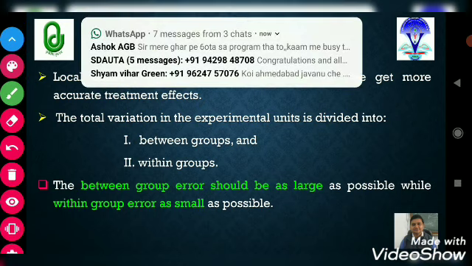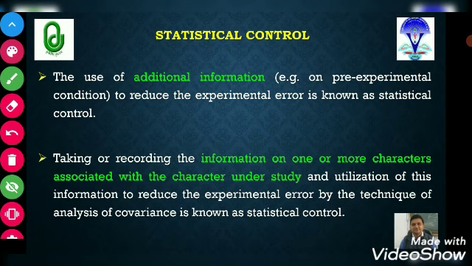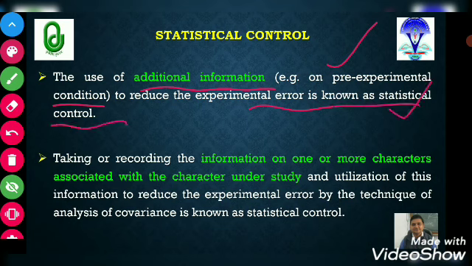Now another control is the statistical control. This does not come under the basic principles of design of experiment, but it is additional information I have included here. It is the use of additional information, for example on pre-experimental conditions. Before the experiment you do something to make the experimental material uniform, to reduce experimental error, and this is known as statistical control. Whatever you apply before the experiment to make the experimental material uniform is called statistical control.